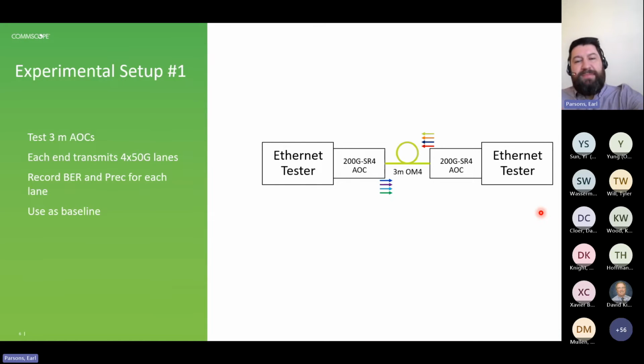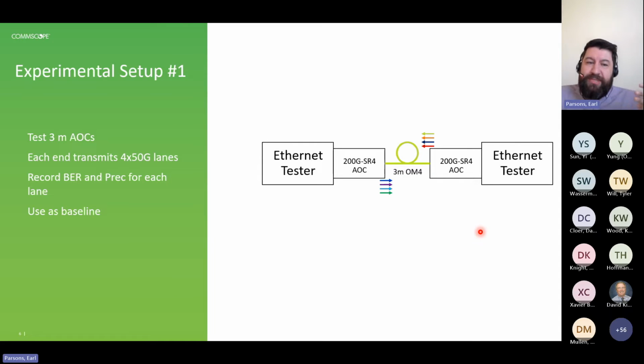So here's the first experimental setup that we had. I had 2 Ethernet testers. Each one had one end of this 200G SR4 AOC. They were 3 meters long. And for this test, this Ethernet tester and AOC could represent the GPU server in one rack, and this Ethernet tester and AOC would be the first switch in another rack in the same row.